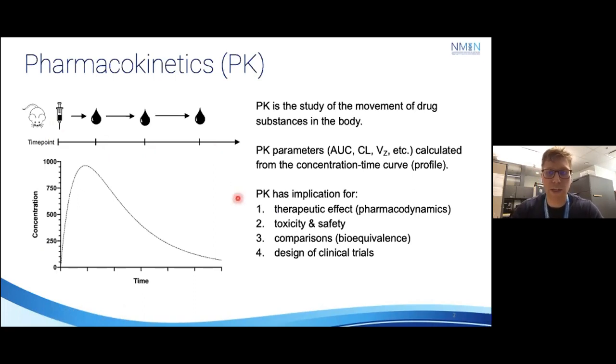And from these samples, we can reconstruct the changes in the concentration of the drug in the blood or the plasma versus time, as shown in the concentration versus time curve here. The characteristics of the curve, such as the area and the slope, are then used to calculate PK parameters, such as the area under the curve, the elimination rate, half-life. And the reason why we study PK and why it's important in drug discovery and development, especially for nanomedicines, is because of their implications on the therapeutic effect of nanomedicines, their safety and toxicity, comparing different nanomaterial types or different batches of the same nanomaterial, as well as the design of ultimately clinical trials in patients.